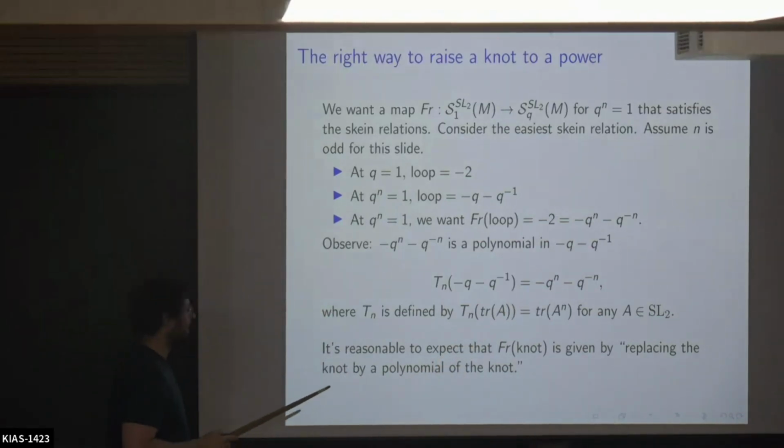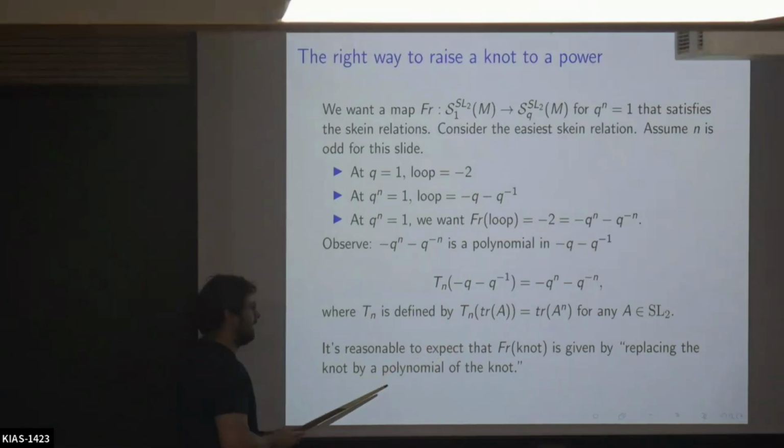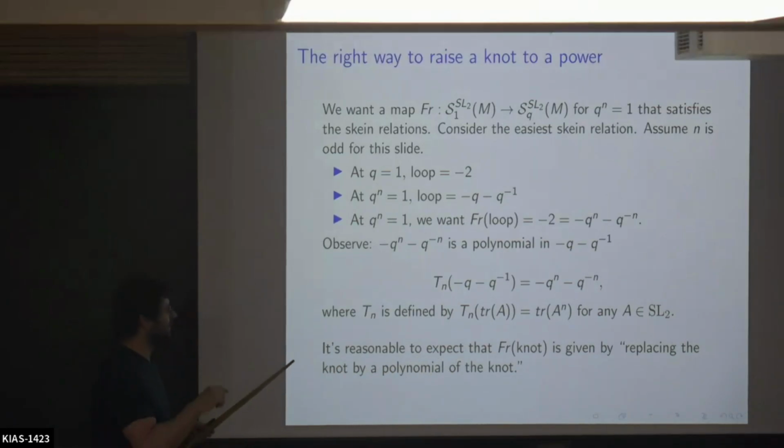Okay, so from this computation, we see that it's reasonable to expect that we should be replacing a knot with some sort of polynomial of the knot instead of just a power of the knot.